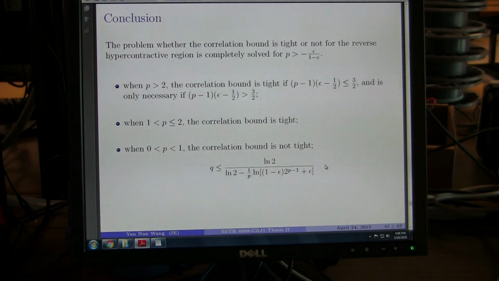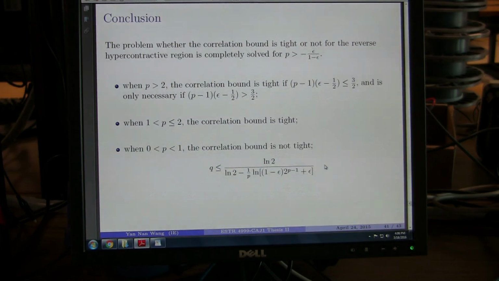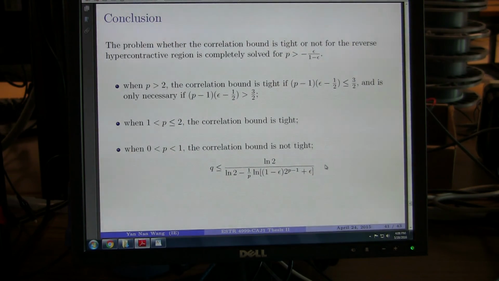The problem of whether the correlation bound is tight or not for the reverse hypercontractive region in the binary erasure channel is completely solved when P is greater than minus epsilon over 1 minus epsilon. When P is greater than 2, the correlation bound is tight if this inequality holds, and is not tight, only necessary, if this inequality holds. When P is between 1 and 2, the correlation bound is tight. When P is between 0 and 1, the correlation bound is not tight. Instead, the upper bound for Q should be like this.